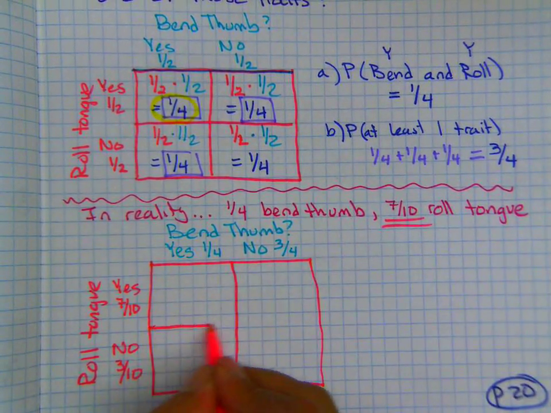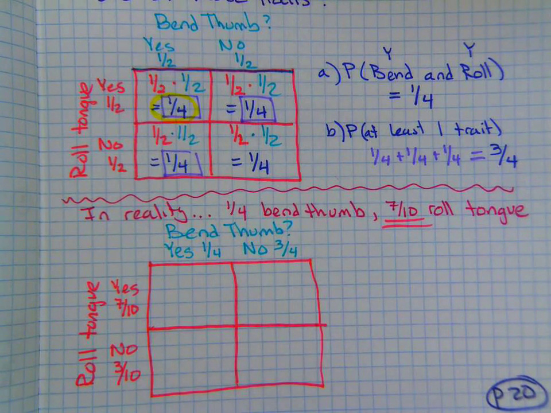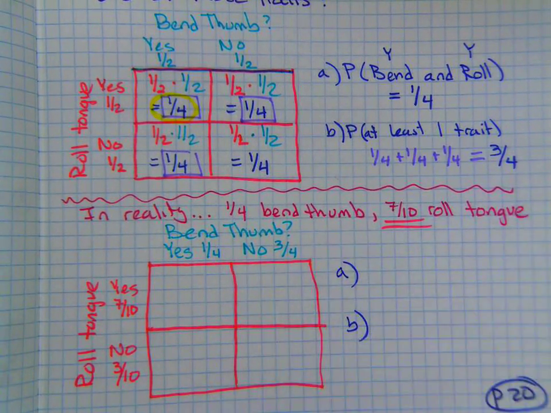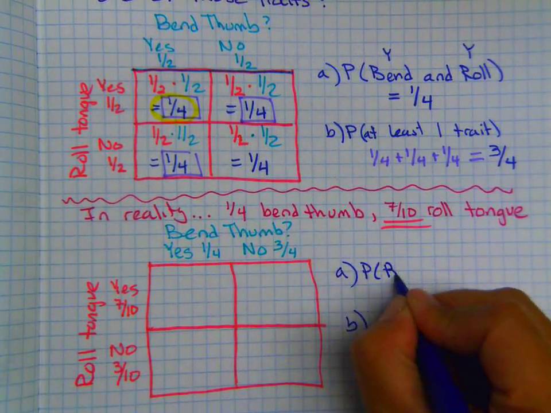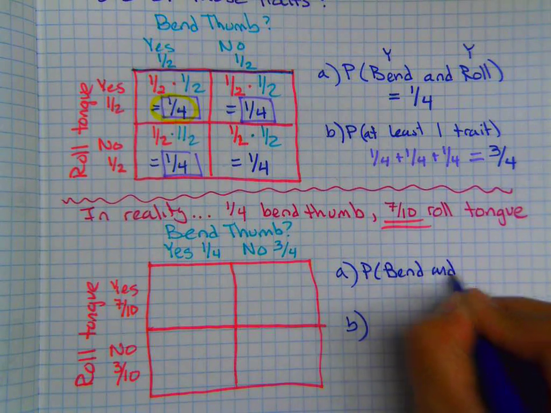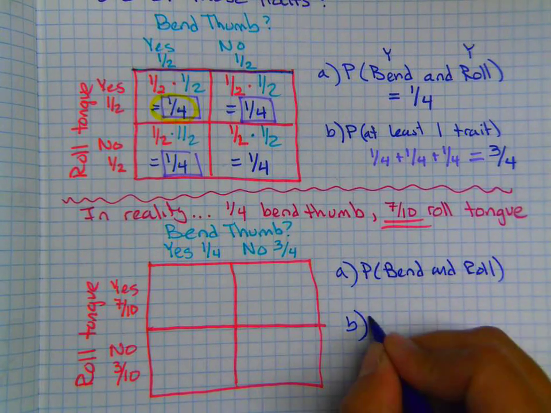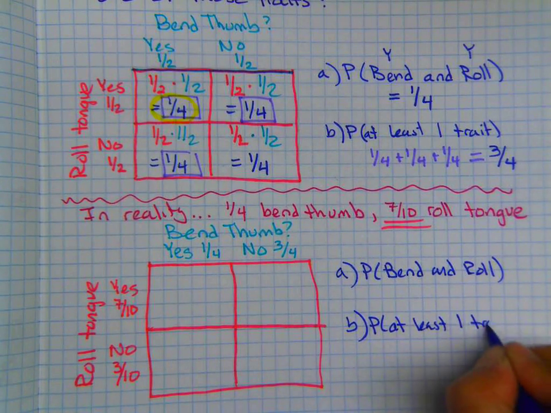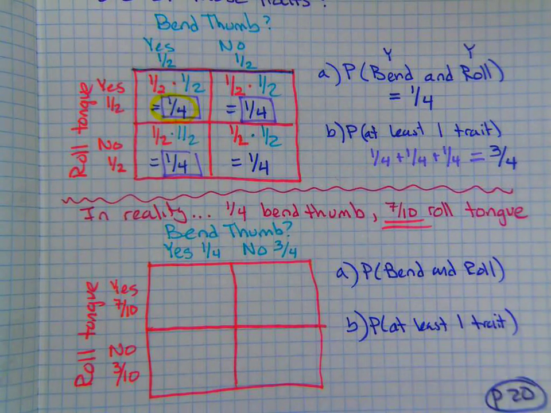What I'd like you to do is pause the video and go ahead and fill in this table and see if you can answer the questions above as well. So again, the probability of bend and roll, and the probability of at least one trait. All right, let's go ahead and see what you have.